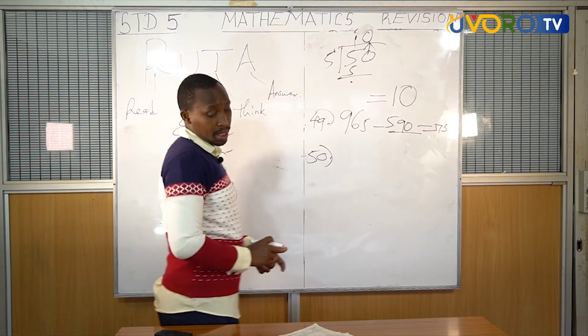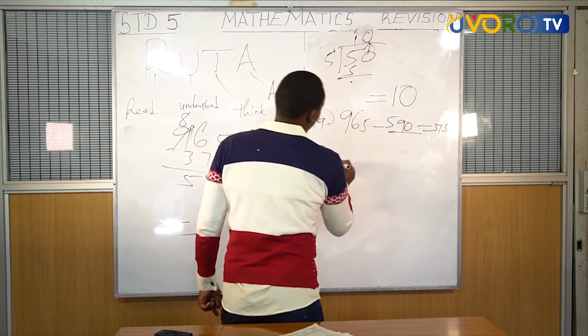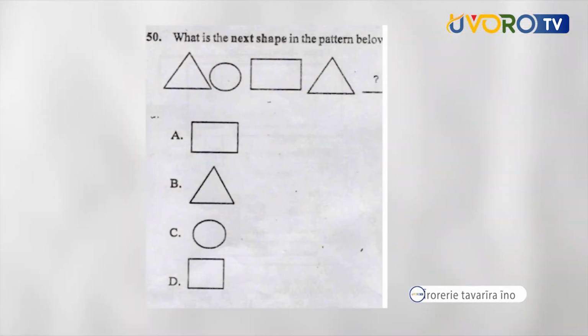Number 50. What is the next shape in the pattern? We have a pattern here drawn. We have a triangle. We have a circle. We have a rectangle. And we have a triangle again. We have a dash. We have a triangle again. Then a what? A dash. What is in the dash?